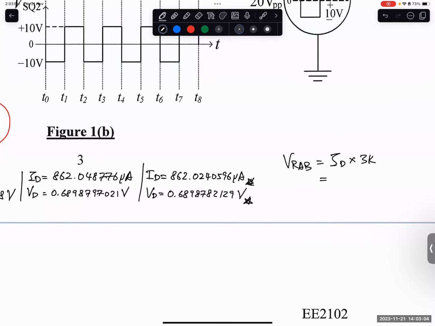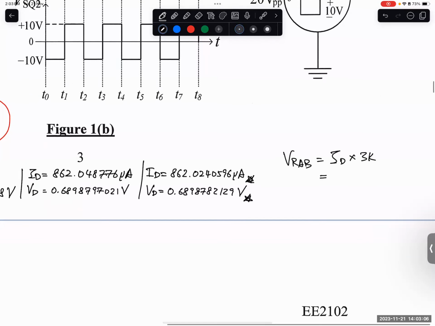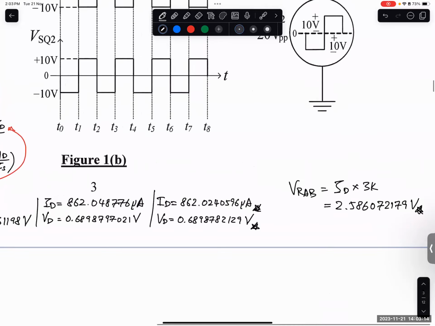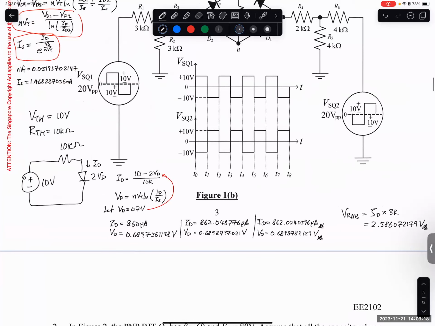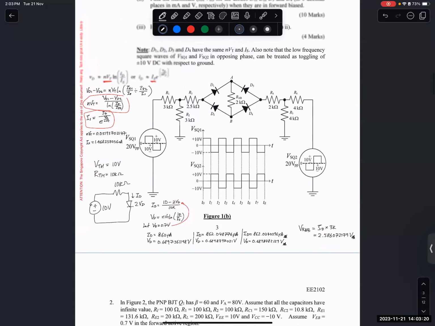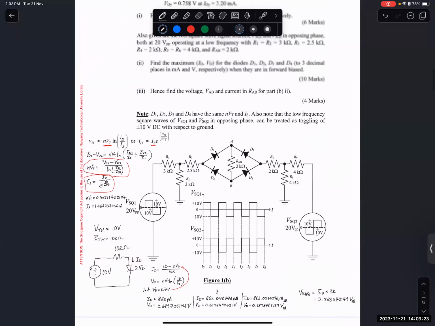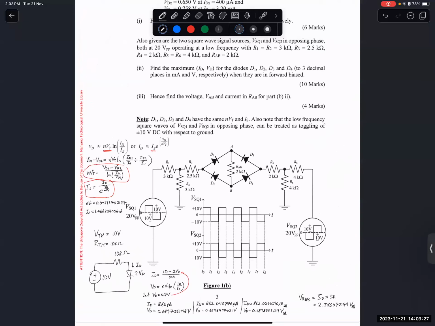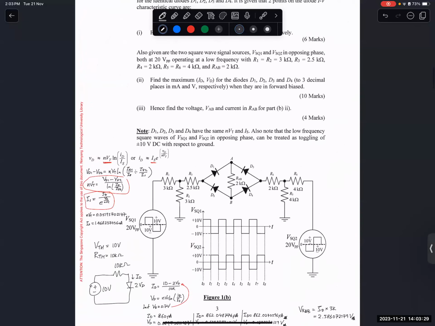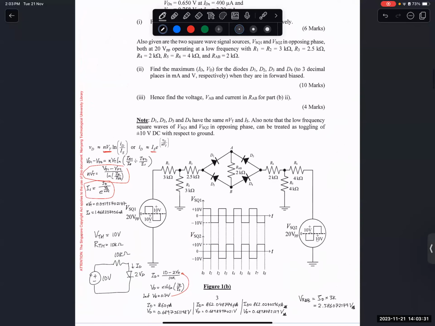And times 3,000. What is the RAB? Done. So full marks. ID times 3K. Yeah. The RAB. You can write it a little bit more specific. You can write a piecewise function to determine the square wave, whatever. Also can if you're happy.